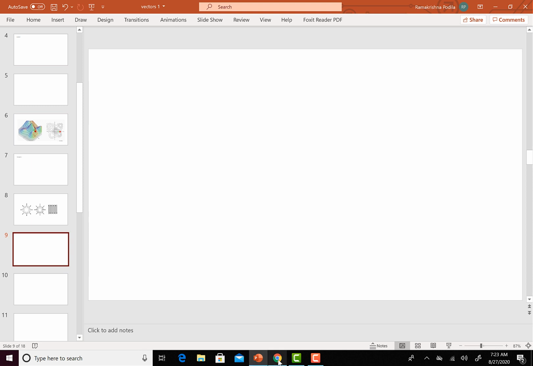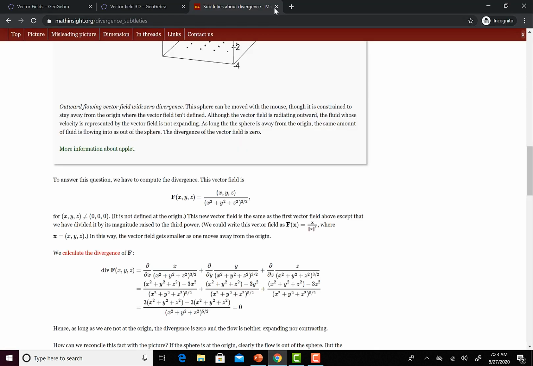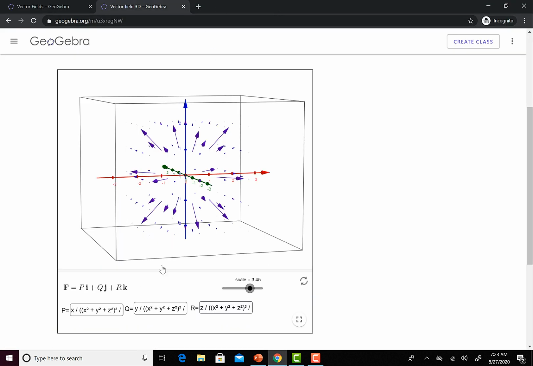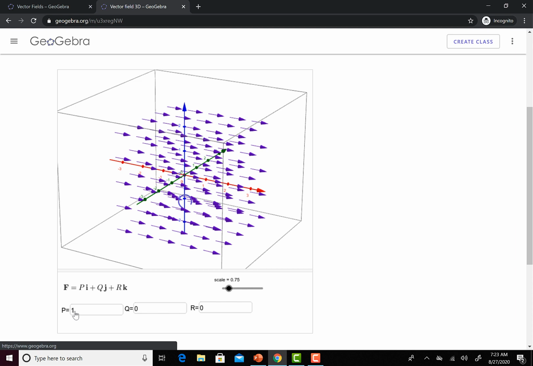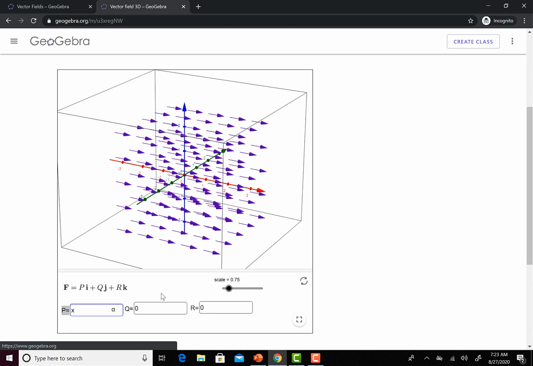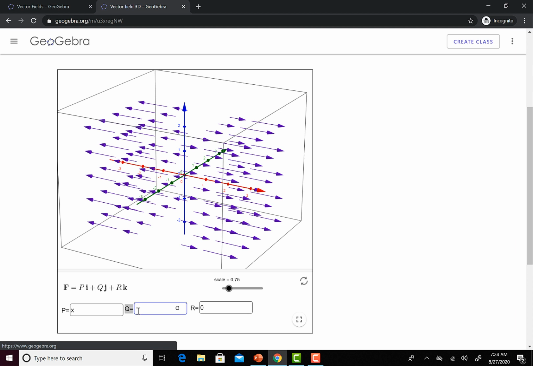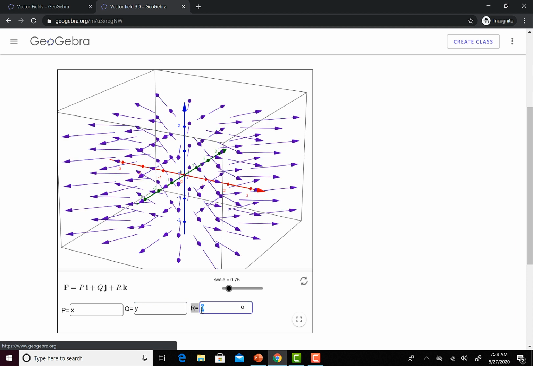So let me open this vector field plotter. So here we can plot that. We're going to plot that vector field and see how it looks. I have x x̂, y ŷ, and z ẑ. That's the vector field I want to plot.